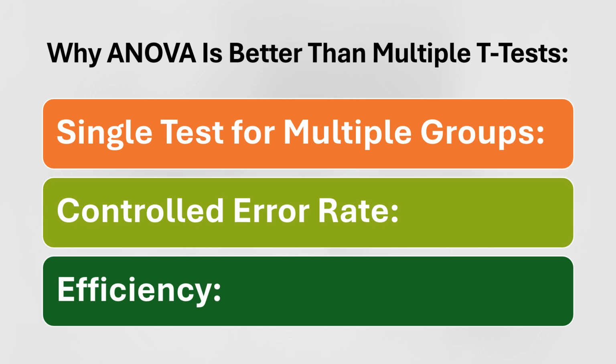Then there's efficiency. An ANOVA is actually more efficient and provides a more comprehensive analysis by considering all groups simultaneously. This makes it a more robust tool for studies involving multiple comparisons, such as evaluating different rehabilitation programs or injury prevention strategies.